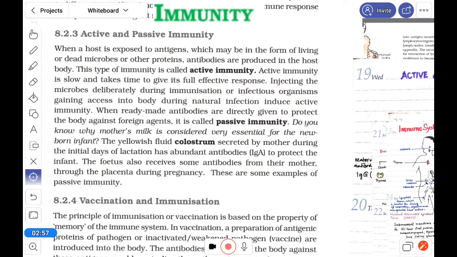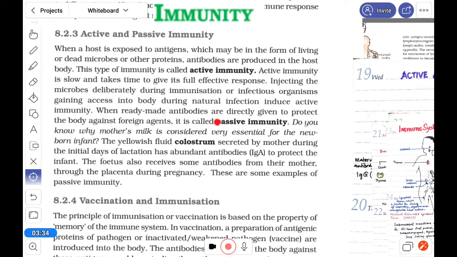Next is active and passive immunity. Active immunity means that when living or dead microbes or any other protein or antibodies are produced in the host body, this type of immunity is active. It means that the first antigen will enter, then antibody will be produced. That is called active immunity.